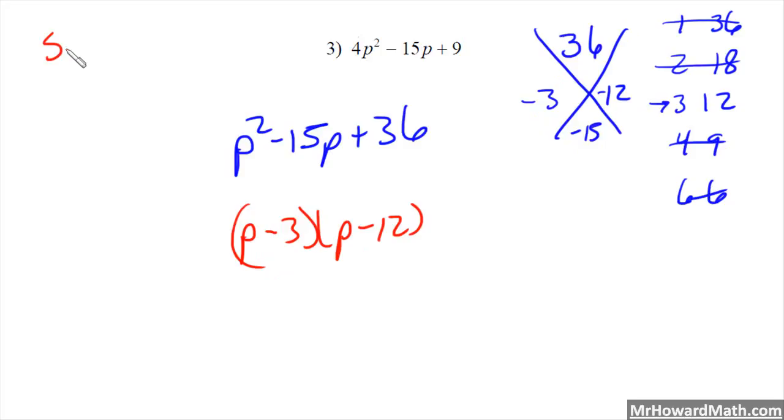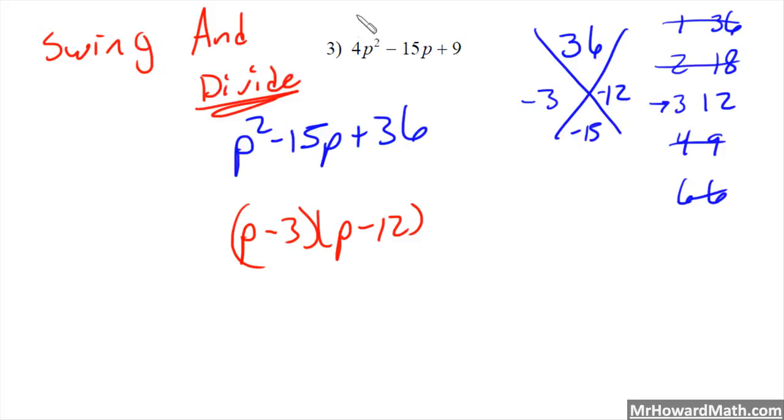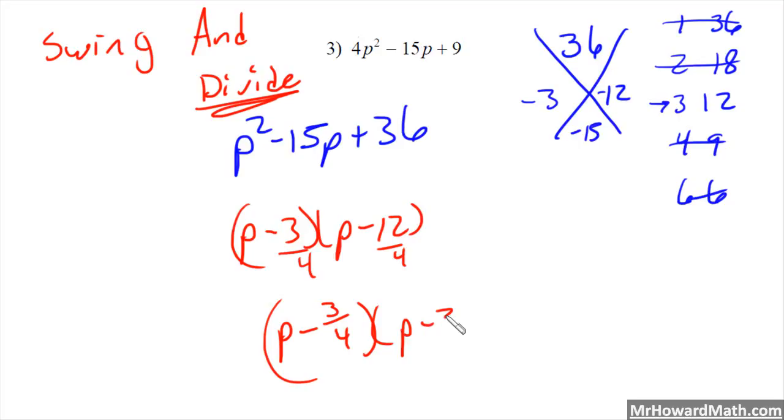Now, the method is called swing and divide. So we've swung over that 4. Now we have to divide by that 4. We have to divide by it now. So I divide this by 4, divide this by 4. So I get p minus 3/4, and p minus 12 over 4. 12 divided by 4 is 3, so 3.